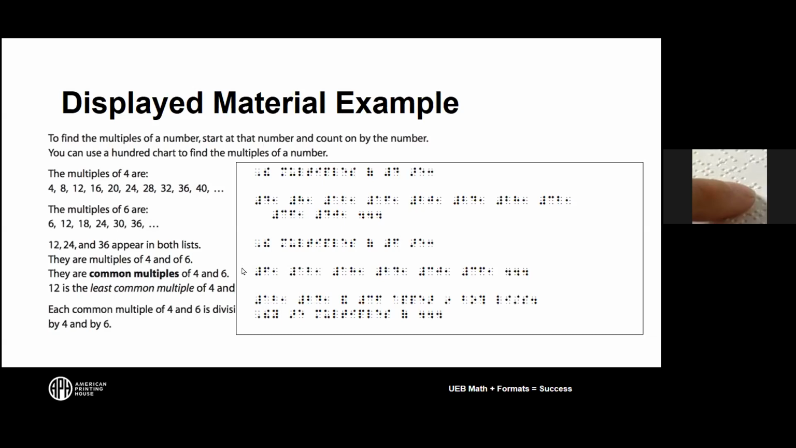So we adjust our margin by knocking it over 2 cells. Starts in 3, because a series of numbers, otherwise we would probably just put in 1-3. Again, cell 3 is the new cell 1 for this displayed chunk. So we've got 6, 12, 18, 24, 30, 36, ellipsis, just like in print. Then our next paragraph, again in cell 3, 12, 24, and 36 appear in both lists, period.